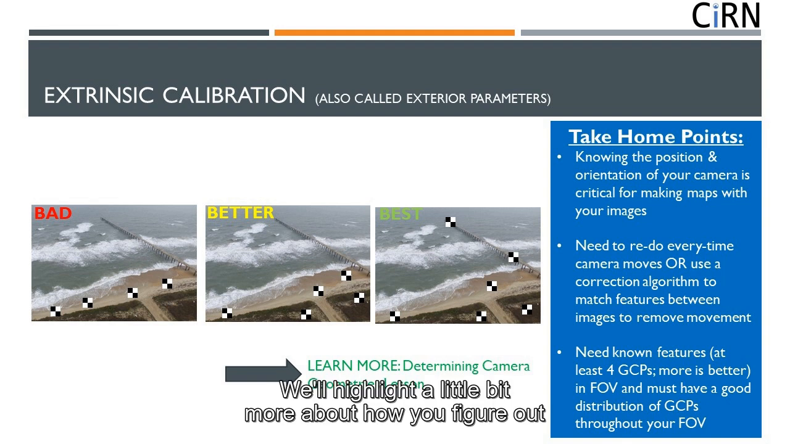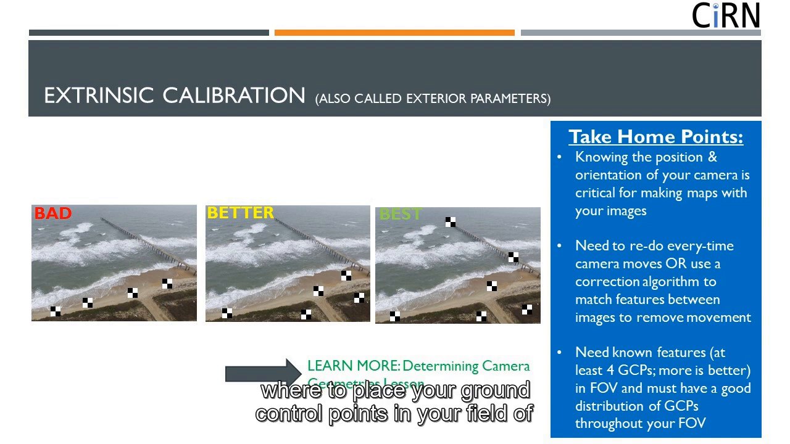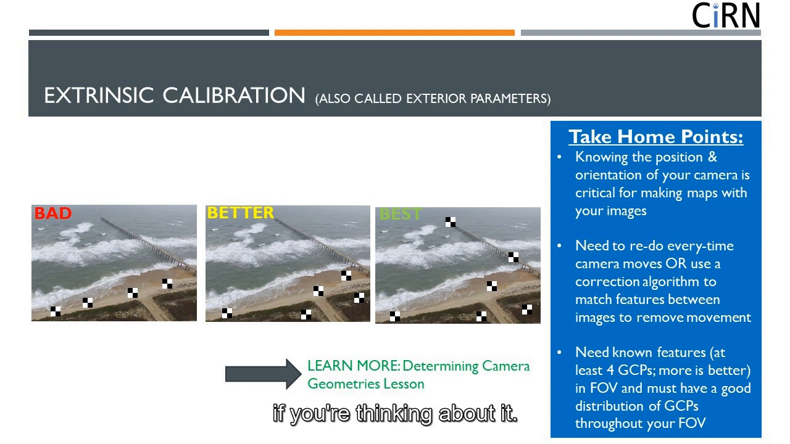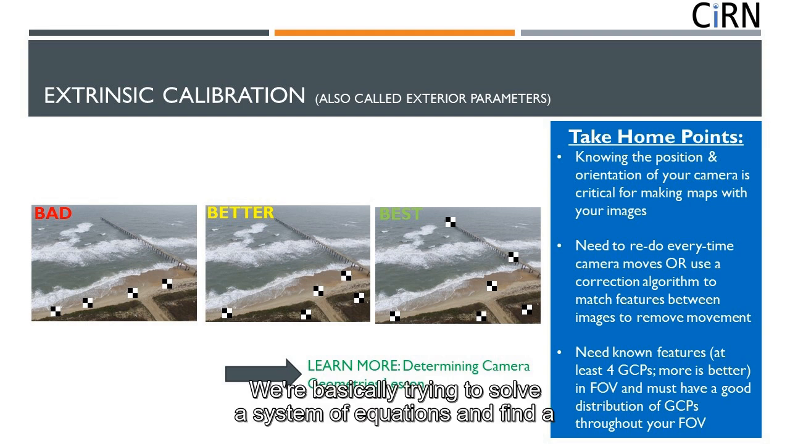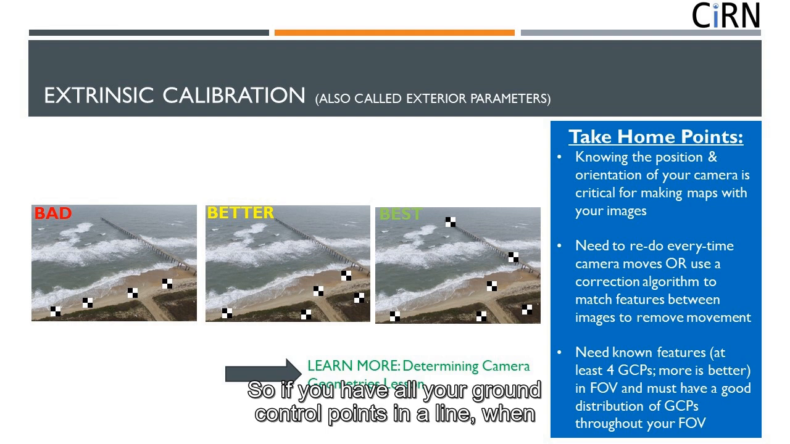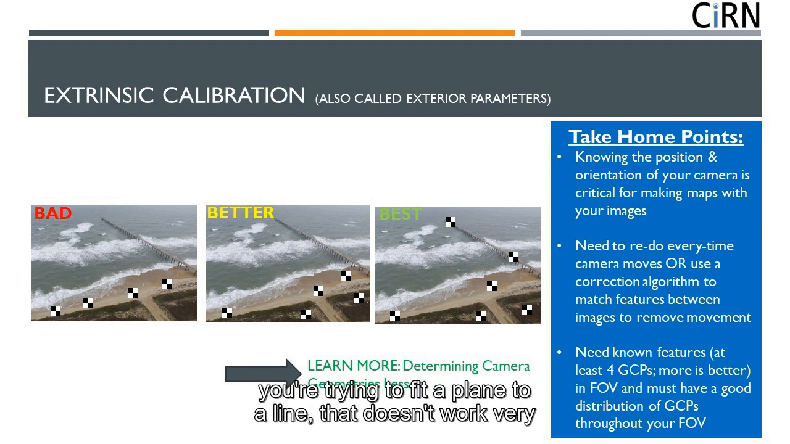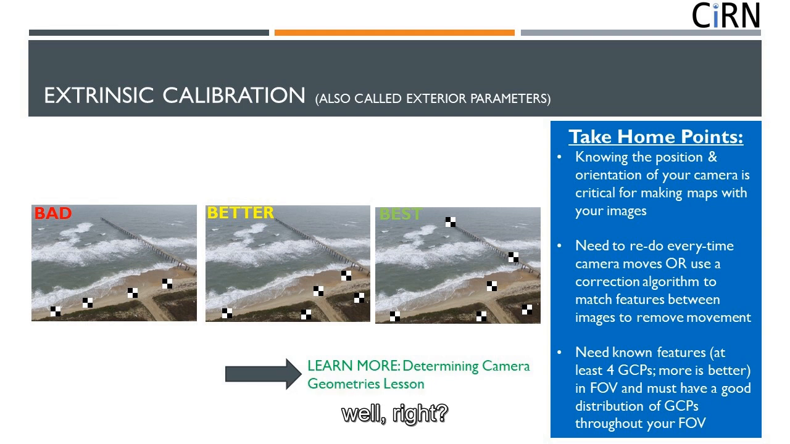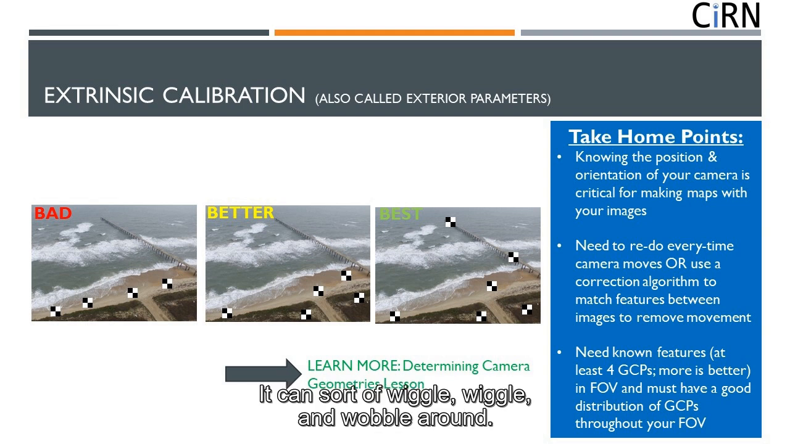We'll highlight a little bit more about how you figure out where to place your ground control points in your field of view. There are worse and better distributions of control points. If you're thinking about it, we're basically trying to solve a system of equations and find a best fit to known locations. So if you have all your ground control points in a line and you're trying to fit a plane to a line, that doesn't work very well, right? It can sort of wiggle and wobble around.